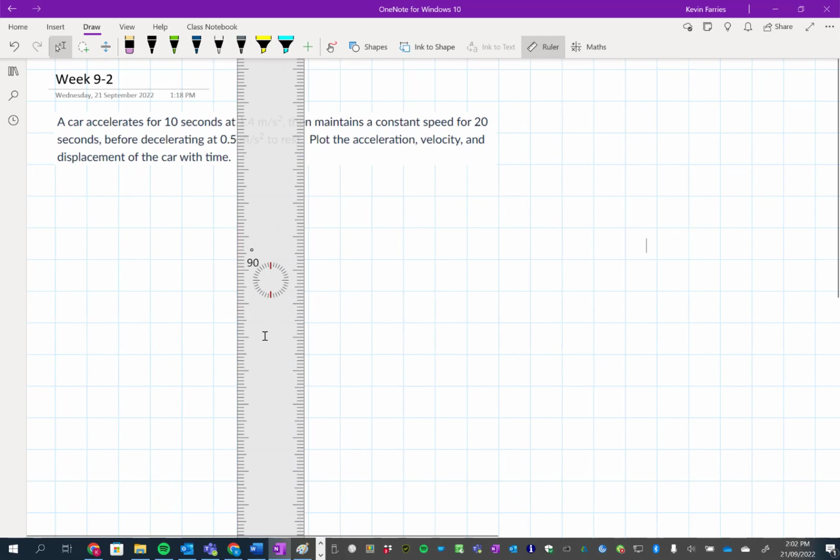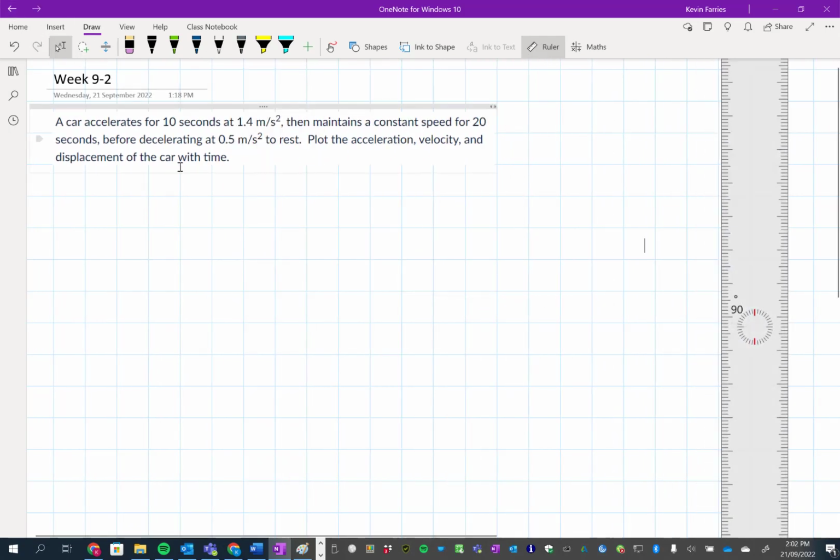So we're going to have 3 stages. How many stages have we got? So we've got starts from rest, accelerates for 10 seconds, maintains a constant speed for 20 seconds, and then decelerates to rest again. So we've got 3 stages here. So let's just think about these equations of motion for each stage.